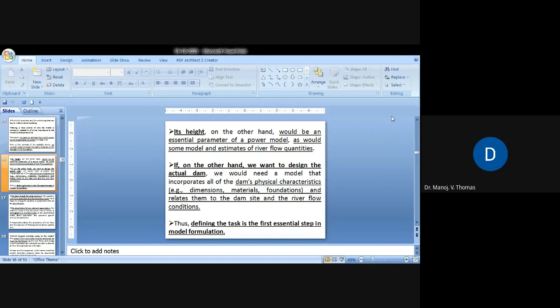So defining the task is the first essential step in model formulation. Defining the task. What is it that we are interested in? What is it that we would like to achieve? What is it that we would try to prove?